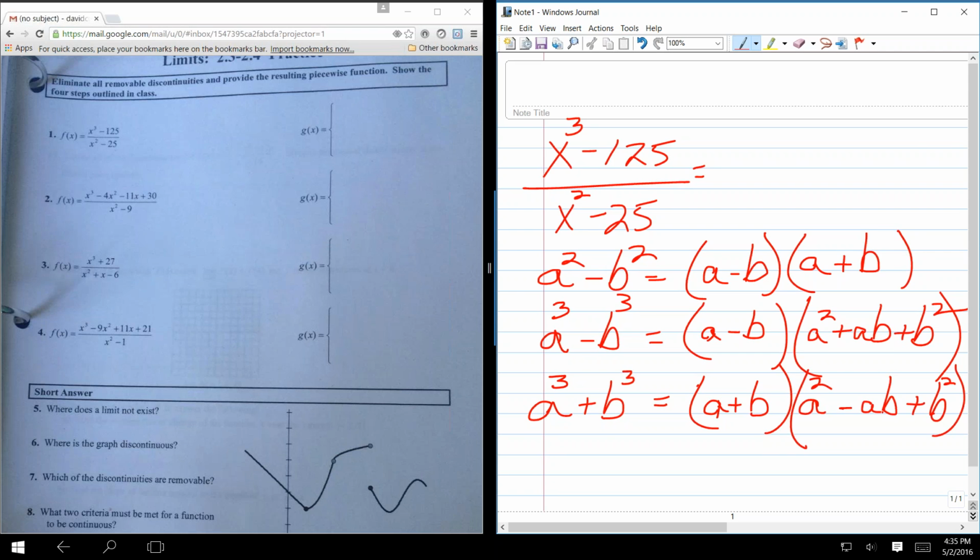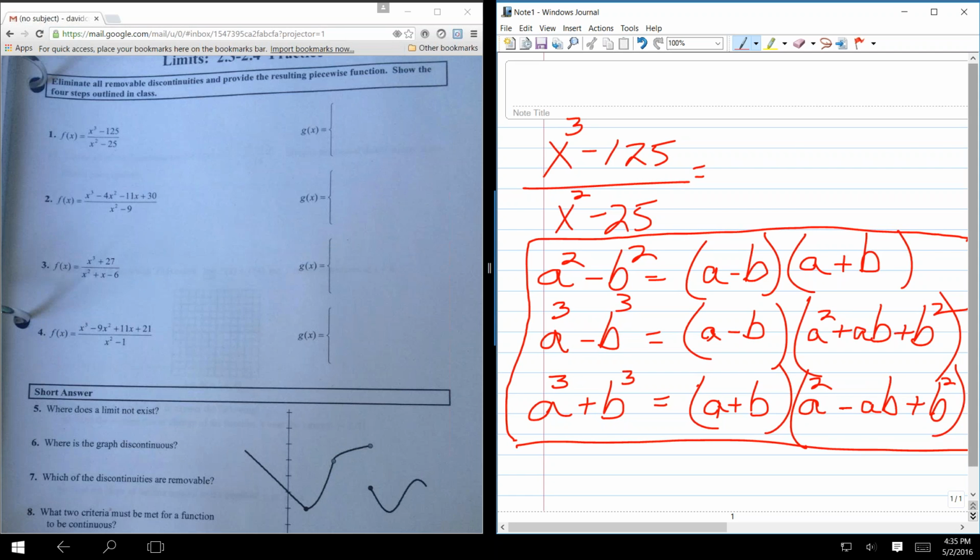Notice how similar these two terms are. In fact, notice how similar the difference of perfect cubes and the sum of perfect cubes is. There is no sum of perfect squares. In fact, when it's even, you never have a sum. There's no sum of perfect fourths either. But there is a difference of perfect fourths. But they don't give you that expecting you to memorize it. These three you need to memorize.